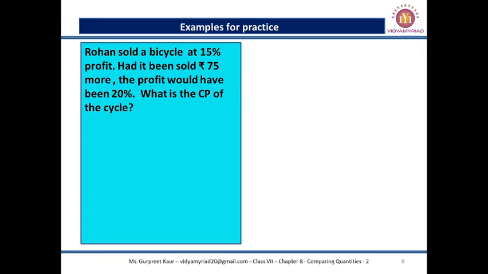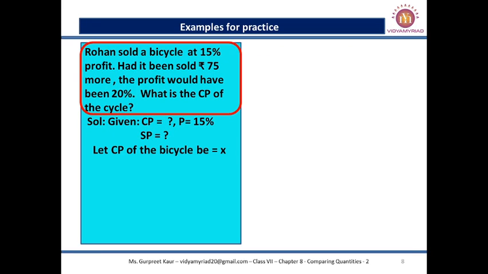Next question. Rohan sold a bicycle at 15% profit. Had it been sold for rupees 75 more, the profit would have been 20%. What is the cost price of the cycle? Nothing is given here. If you see, we are just told about the profit, 15%. We don't know the cost price. We don't know the selling price. But let us assume the cost price of the bicycle be x. So what is the situation? SP is equal to x into (100 plus gain percent) upon 100.